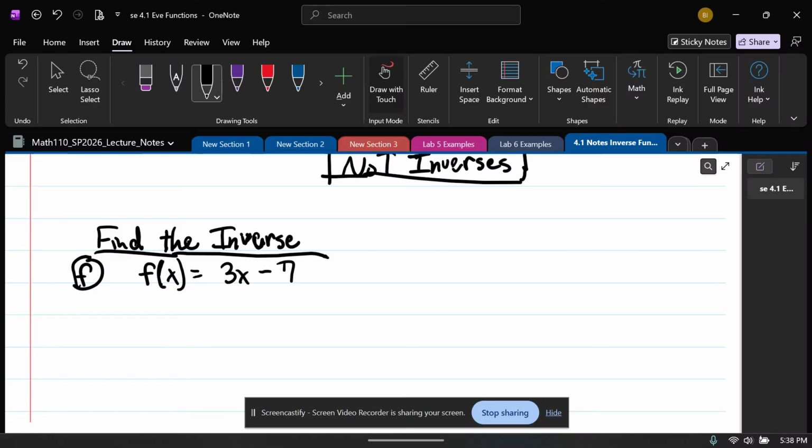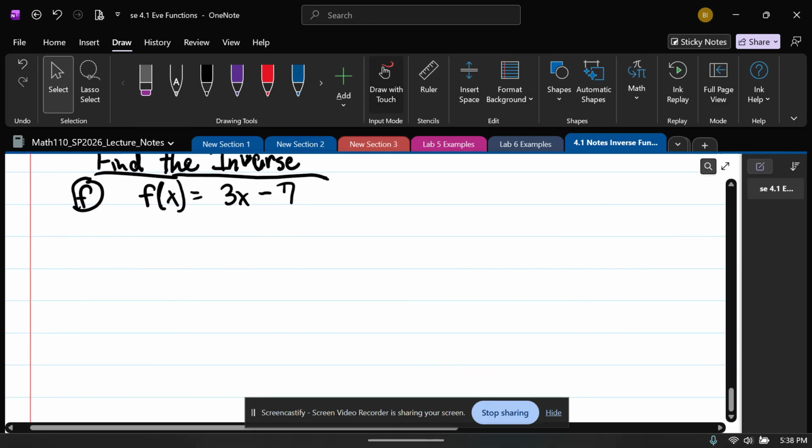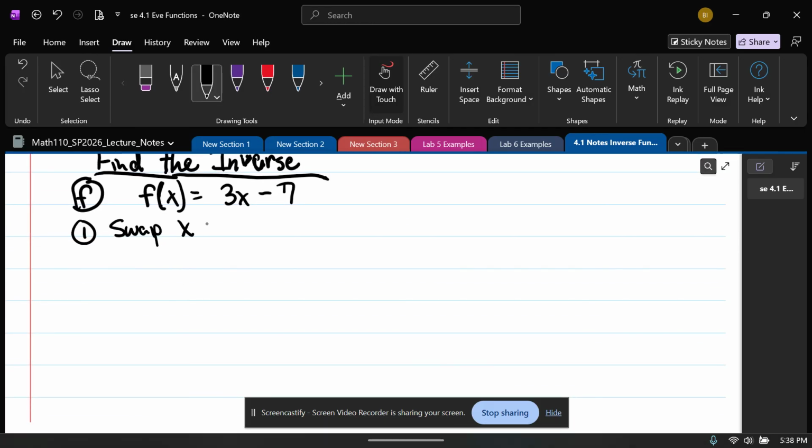All right, now, here's the process for finding an inverse. The first thing you want to do is swap x and y. Remember we talked about earlier in the definition stuff that an inverse swaps the domain and range, or swaps x and y. So the first step is you're going to swap x and y. So in this equation, the y is the f of x thing. So I'm just going to call it y. And I'm going to write this as x equals 3y minus 7. So you literally just swap the places of x and y. Okay, so that's step one.